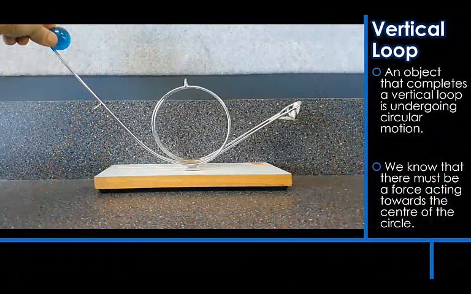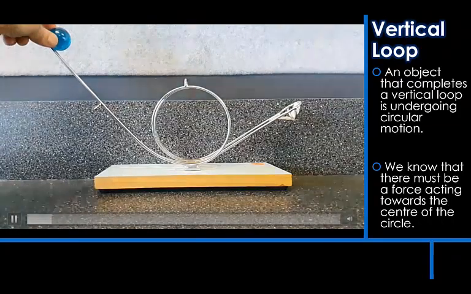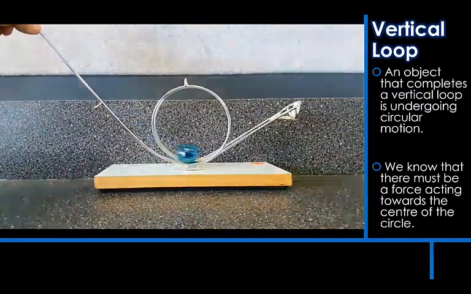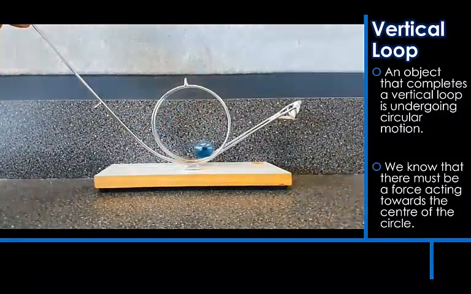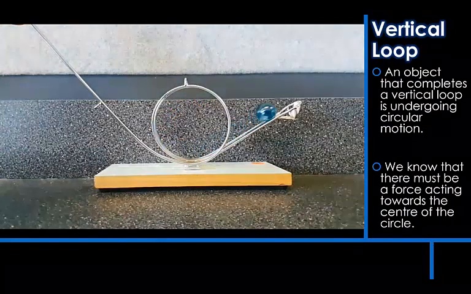Here we'll have a look at an object completing a vertical loop, and this loop, as you can see, is circular. And as the ball rolls around the loop, it is undergoing circular motion. We know that whenever anything is going in a circle, there must be a net force acting towards the center of the circle. The interesting thing about this situation is that that force is upwards when it's at the bottom of the loop, and that net force must be downwards when it's at the top of the loop, because the center of the circle, when it's at the top, is below where the object is.